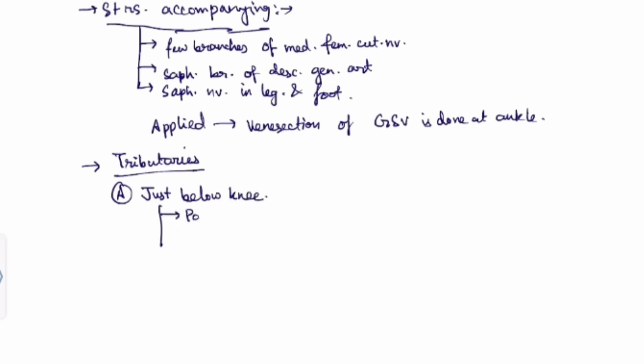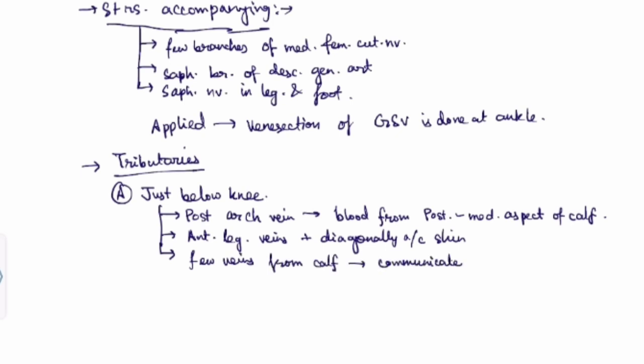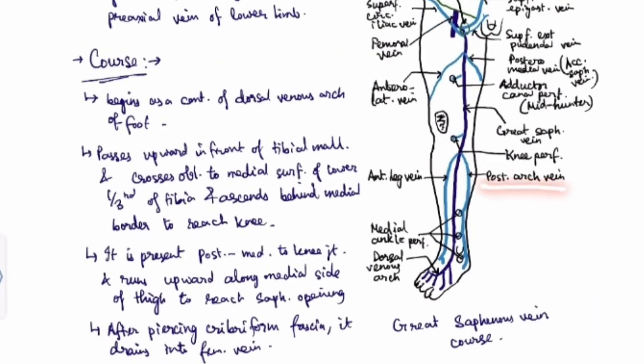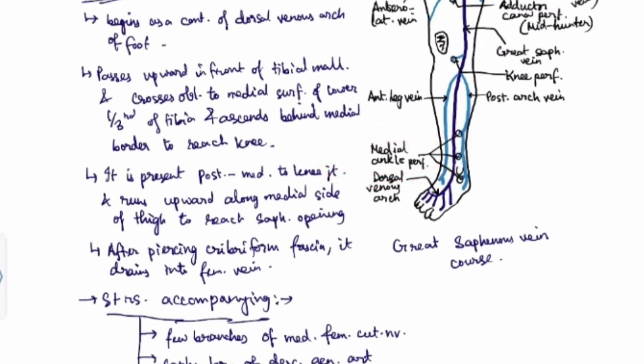Who are those guys? Posterior arch vein. Where does it collect blood from? It drains the blood from the posterior medial aspect of the calf. Super. Coming to the anterior leg veins, they travel diagonally across the shin and they join it. Few veins from the calf communicate with the small saphenous vein. So let's have a look at what we just discussed. Here we have the posterior arch vein, the anterior leg vein, and a few veins from the calf. I can't see them. Some medial ankle perforators, you can see the perforating veins are present.